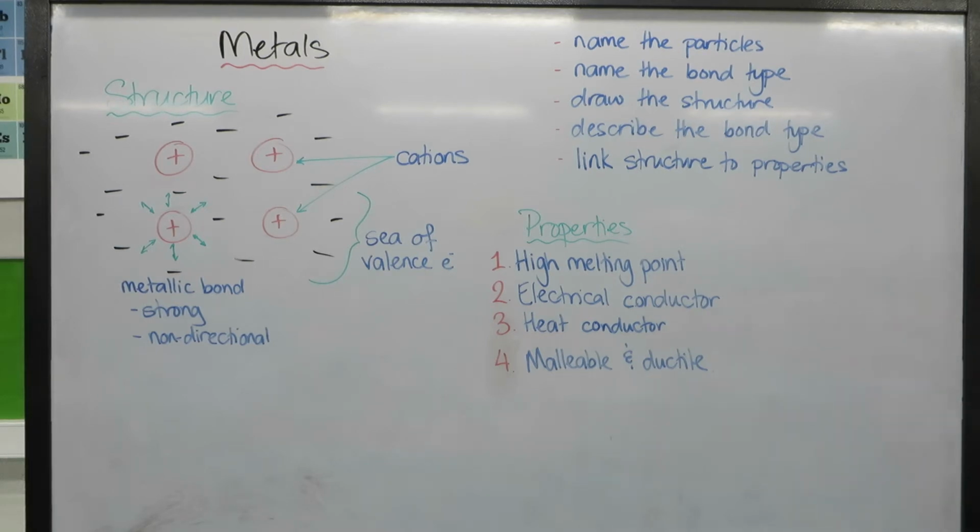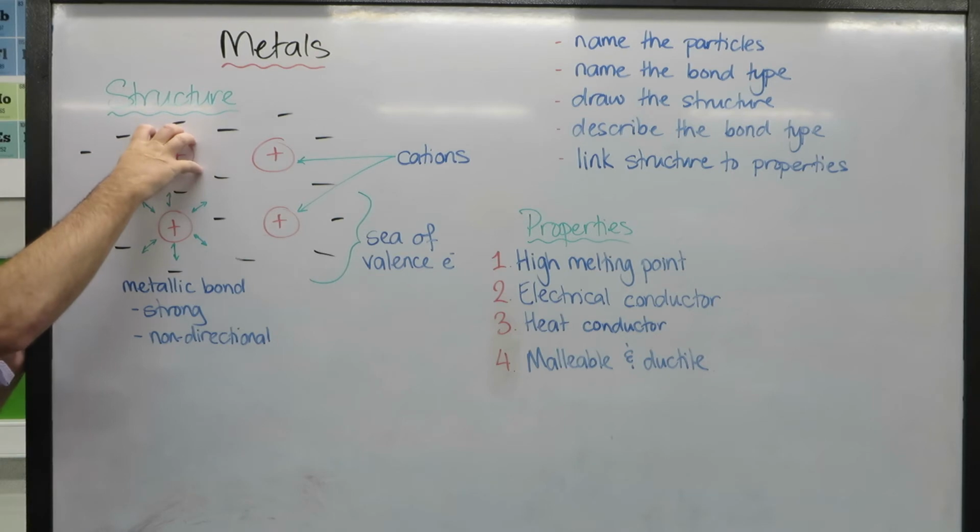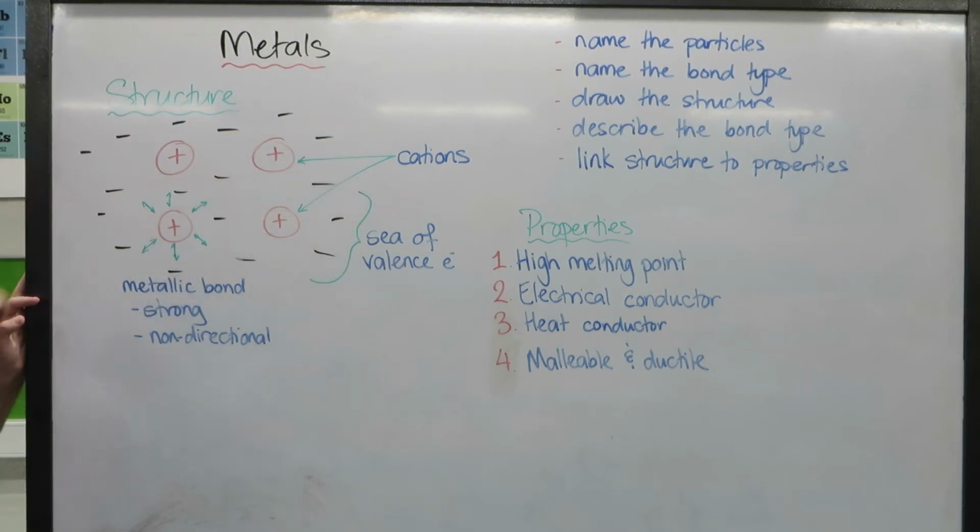the particles in a metal are atoms, but those atoms have been arranged in a certain way. What we've got is every atom has lost its valence electrons into the structure. So these negatives are representing valence electrons, the electrons that these atoms have lost, and they're actually sharing those electrons with all of the other atoms. So you've got what we call a sea of valence electrons, because they don't stay put, they move around everywhere. They don't just stick with the atom they came from, they are shared amongst them all.